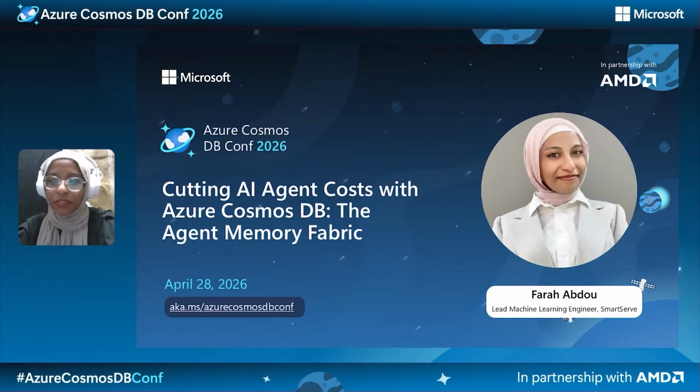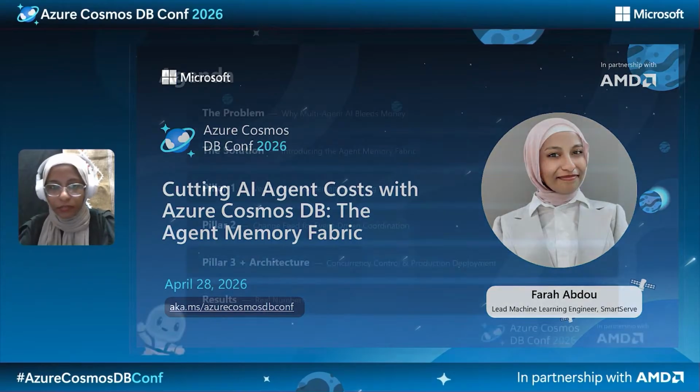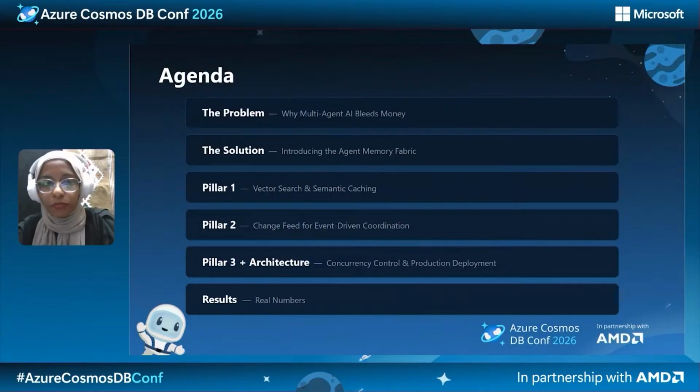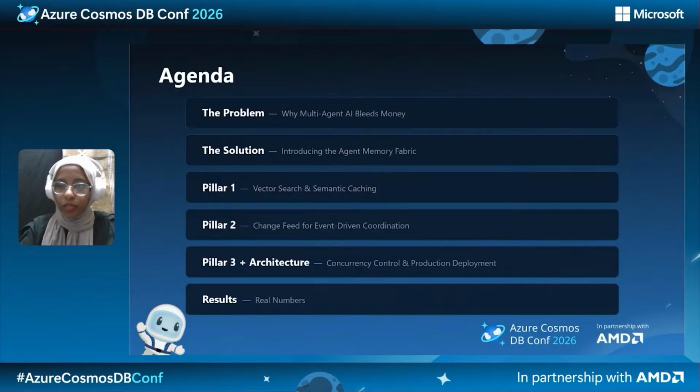Hello everyone, my name is Farah Abdu. I'm a lead machine learning engineer and AI researcher. Today I will walk you through how to cut AI agent costs with Azure Cosmos DB. This is a war story about building an AI system that costs way too much money and how I fixed it. For the agenda today, we are going to talk about the problem, why the multi-agent AI pays money, the solution, one database, 3 features, then a live demo and the real production numbers.